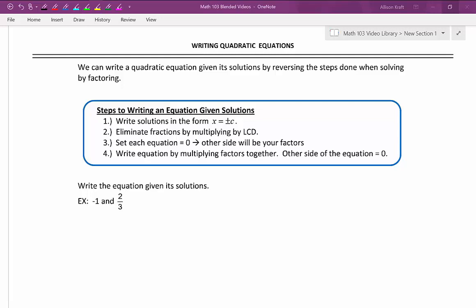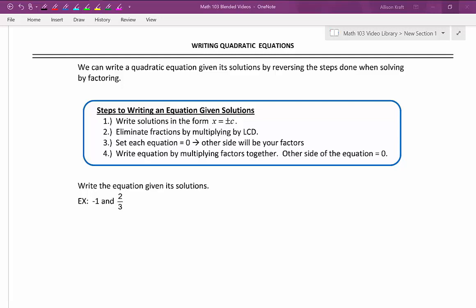We will eliminate fractions by multiplying both sides of the equation created in step 1 by the LCD. We'll set each equation equal to 0. The side opposite the 0 will be your factor. We'll write an equation by multiplying the factors together. The other side of the equation will be equal to 0 since each factor itself was equal to 0.